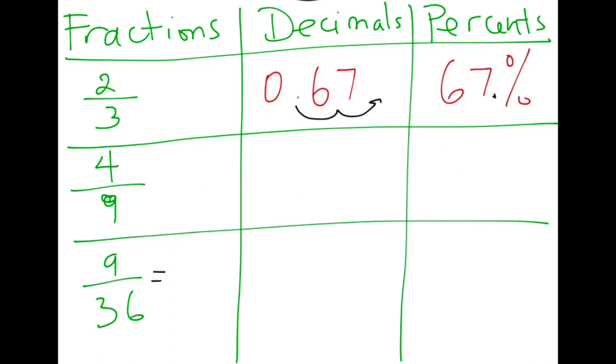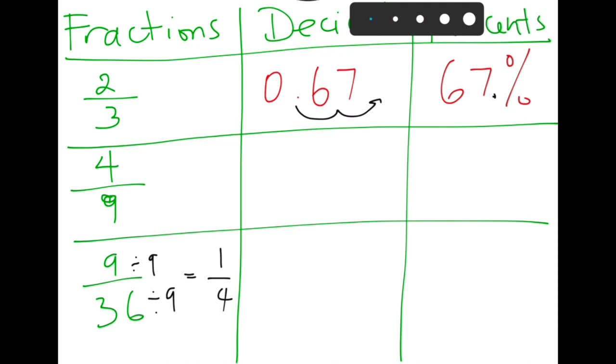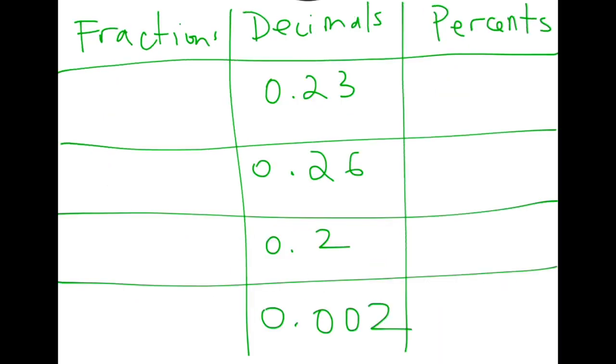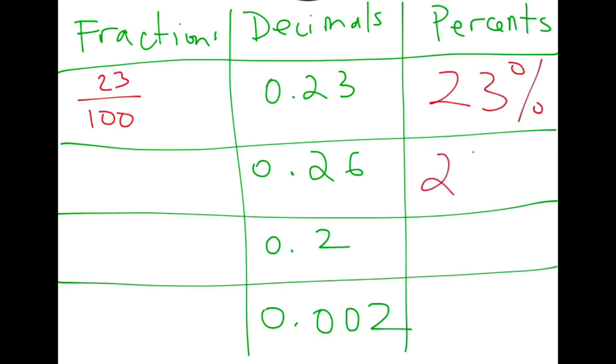This one, before you do it, simplify first. If you divide by 9, you divide by 9, you will have 1 over 4. And 1 over 4, now that's easy actually, because 4 times 25 is 100. So if I multiply by 25, multiply this by 25, I will get 25 over 100, which means 25%, which means 0.25. Okay, now let's see. We go from decimal to percent. 0.23, well, that's 23%, and that is 23 over 100. How about 0.26? So that's 26%, which is 26 over 100.